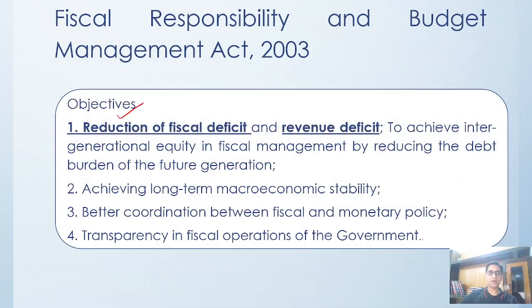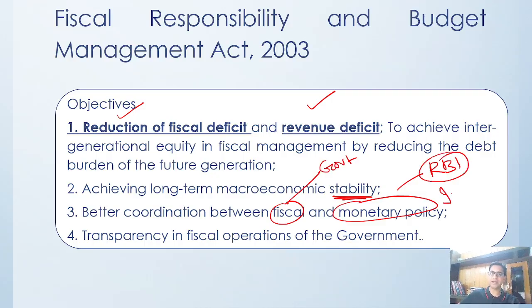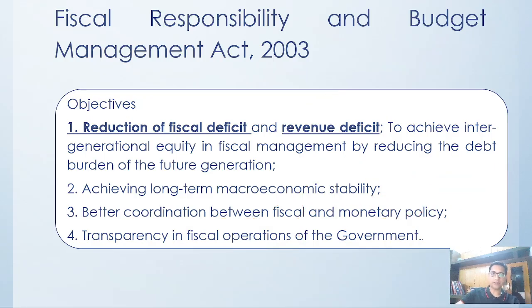The main objective is to reduce fiscal deficit and also to reduce revenue deficits. Long term macroeconomic stability we need. Proper coordination has to be there between fiscal, that means government policies, and monetary policy, RBI policy, because RBI keeps on checking the interest rate and government keeps on looking at the tax rates. And fiscal operation transparency is also very much needed, because otherwise government is not under any control. So now with the Fiscal Responsibility and Budgetary Management Act, government has been made responsible for following all these rules.